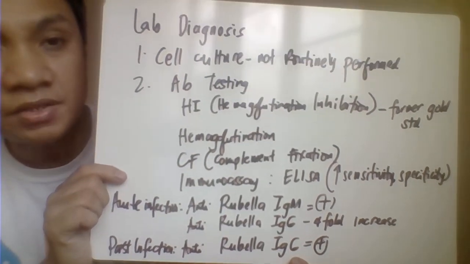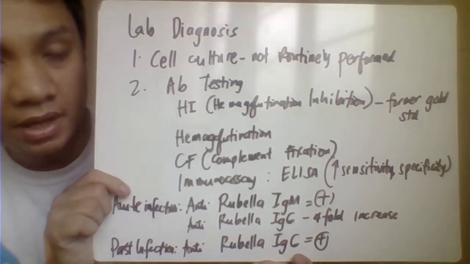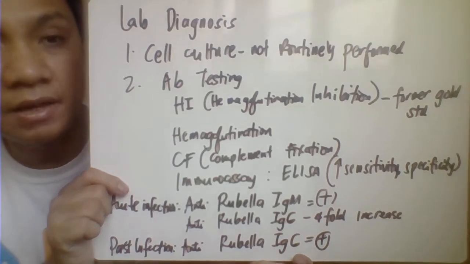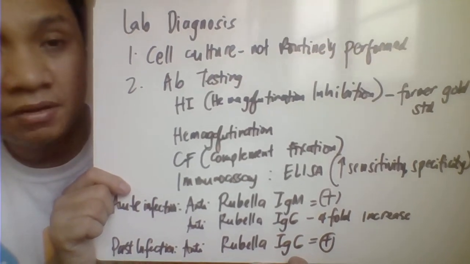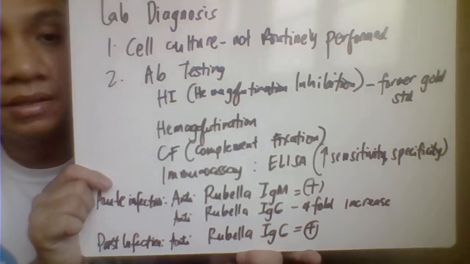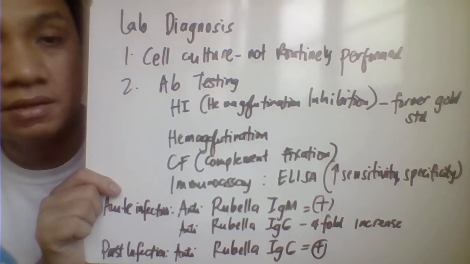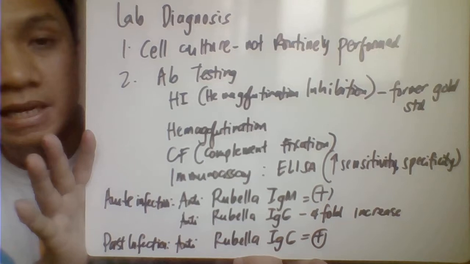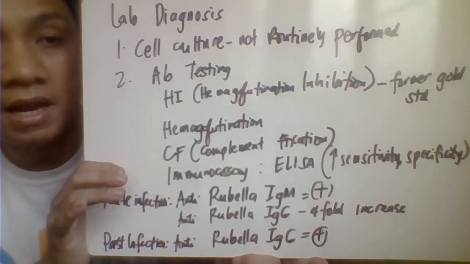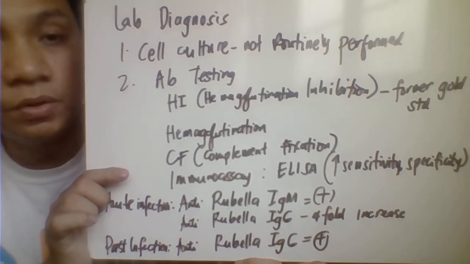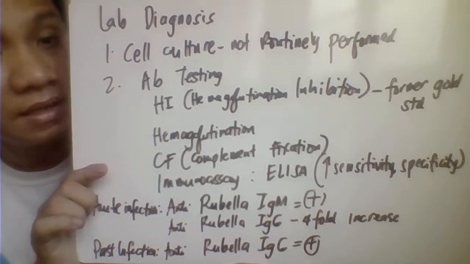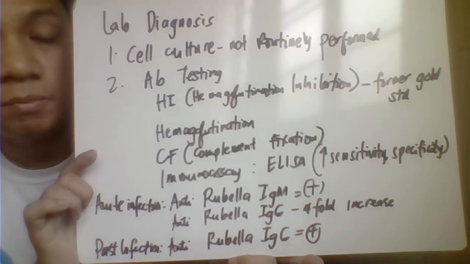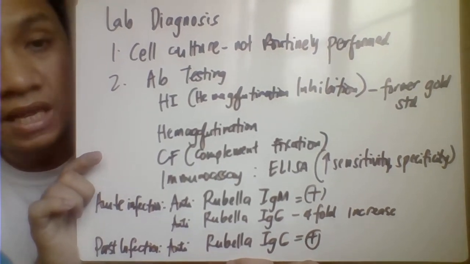Okay, for acute or new infection, the patient would be positive for anti-rubella IgM antibody, or could also have acute infection characterized by a fourfold increase in anti-rubella IgG antibody. But if it is only one test and the patient is positive for anti-rubella IgG antibody, that would signify a past infection, or that it might be a product of vaccination.